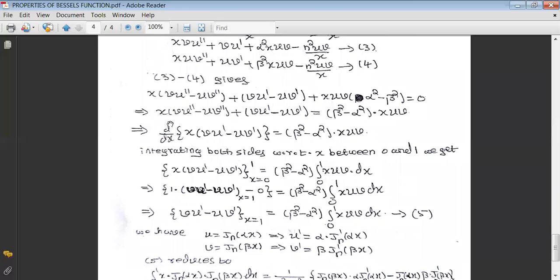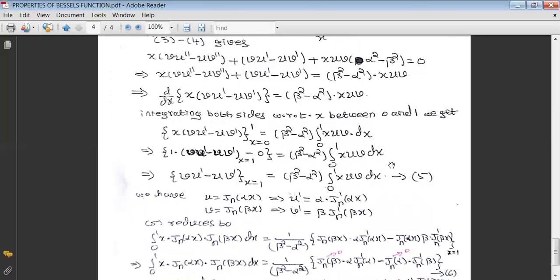Once we integrate, differentiation will get cancelled, and we have to take the limit for this one from 0 to 1. That's why we can write x into (v u dash minus u into v dash), and we have to take the limit of x from 0 to 1, equal to RHS. This is constant, we kept as it is. When we integrate this one, that is 0 to 1, x u v with respect to x, you have to take the limit from 0 to 1.